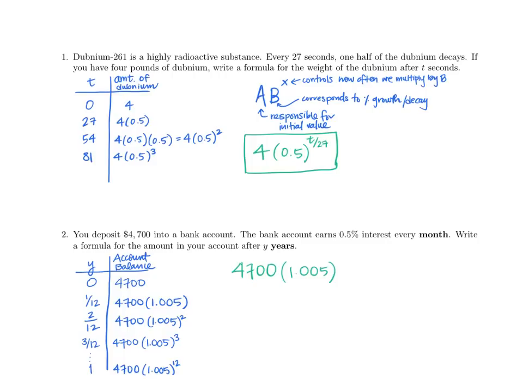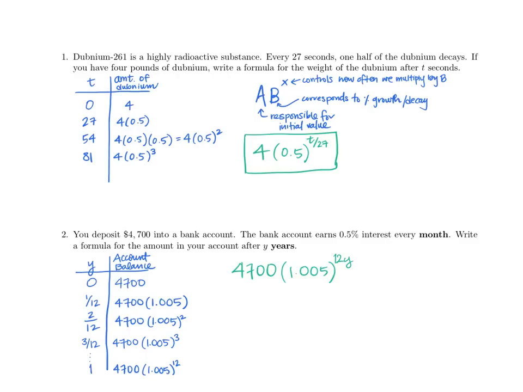We want the exponent to be some function of y. Note that when y equals 1/12, we want the exponent to be 1. When y equals 2/12, we want the exponent to be 2. 3/12, we want the exponent to be 3. And maybe even most tellingly, you may have already deduced what the exponent needs to be. But when y equals 1, we need the exponent to be 12. And so we see that in each of these cases, the exponent is 12 times y. And so we're going to write that in. This is all raised to the 12y power.